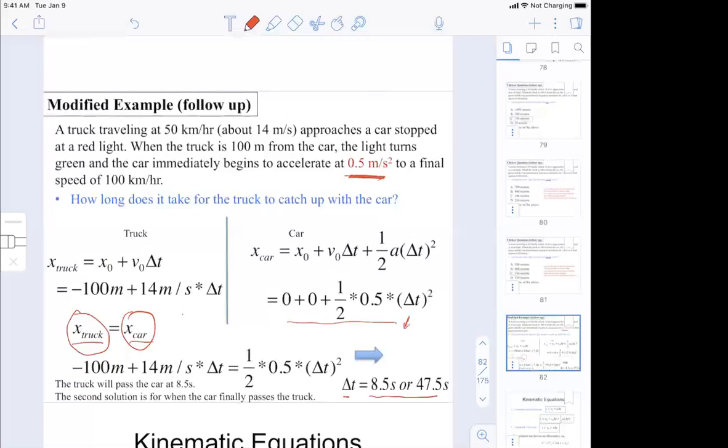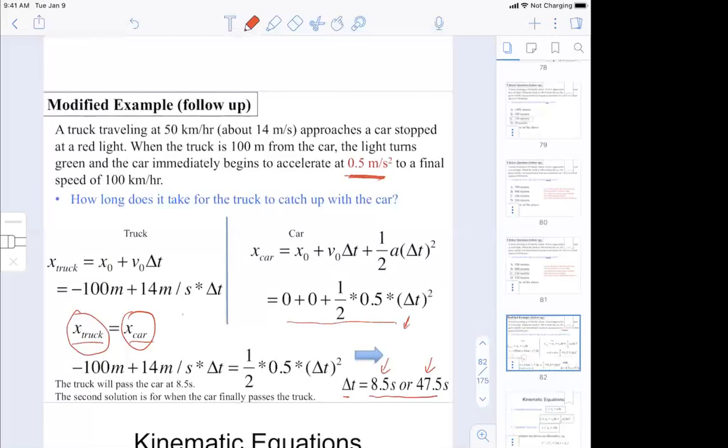The second solution is when the car finally passes the truck. But first, the truck will pass the car at 8.5 seconds, and the car will pass the truck at 47.5 seconds. So that all comes from your mathematical solution.